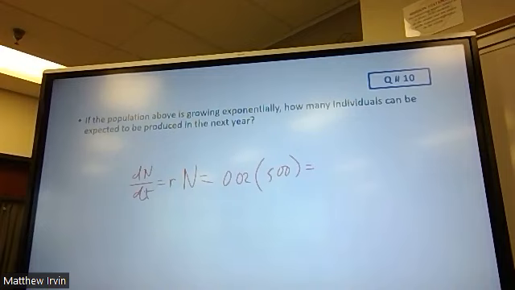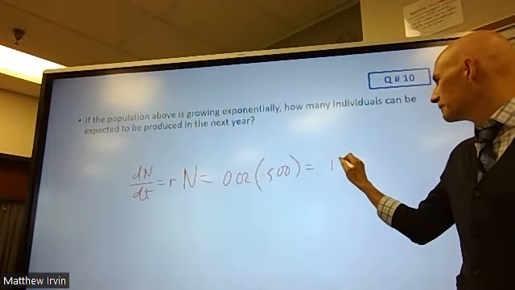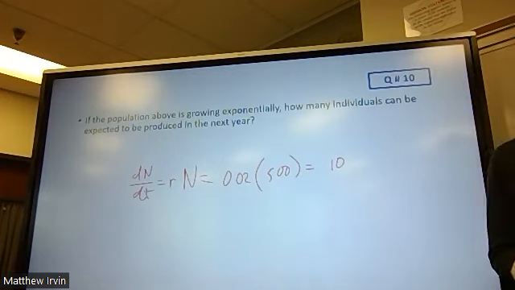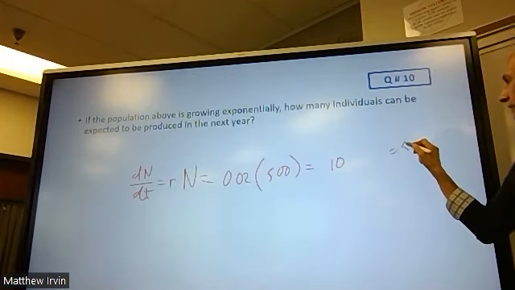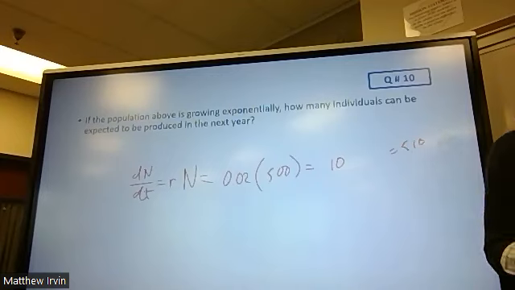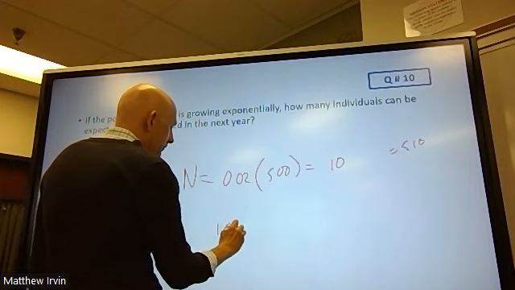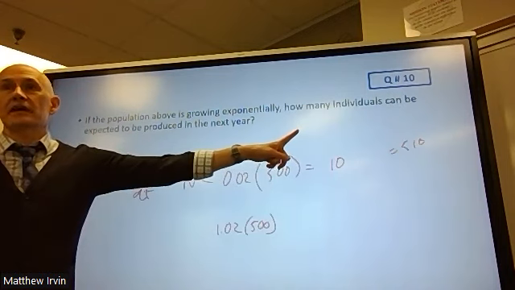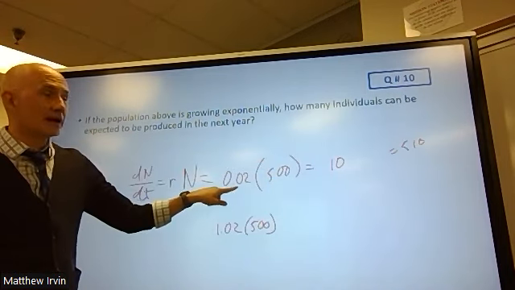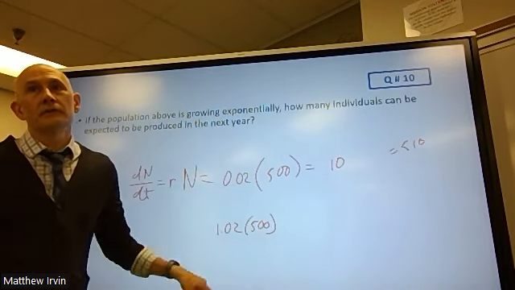So what is this? 10. All right, so that's 10. Then what would your new population be? That would be 510 because you would add them. Or you could take 1.02 times 500, which would just give you the 510. So this is just telling you how many it's going to add, and this would tell you what the new population will be.